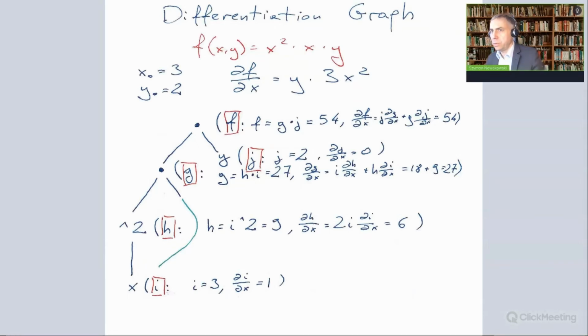So first we go from x to that square node, which is named H. H is just I squared. So observe that here, but also in the nodes above, I will only have visibility to the nearest one or two nodes.